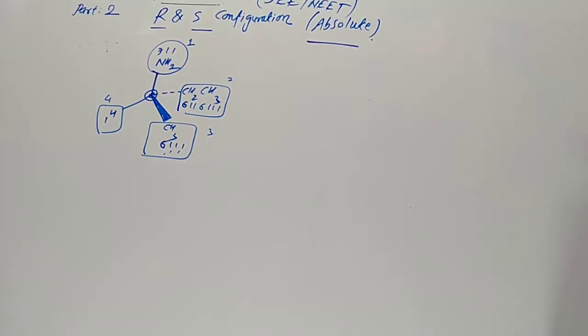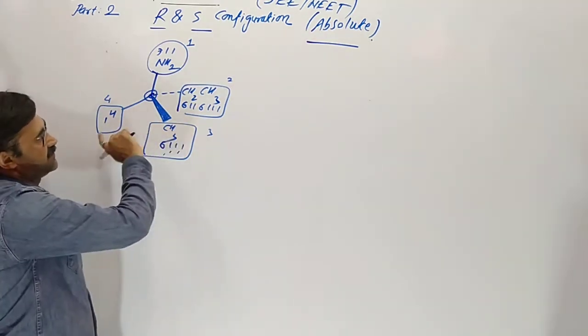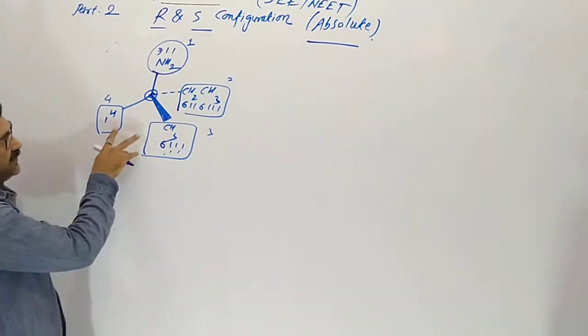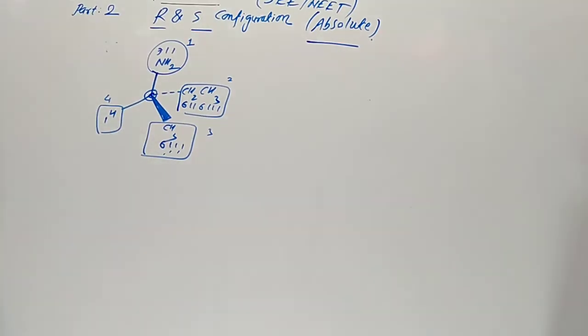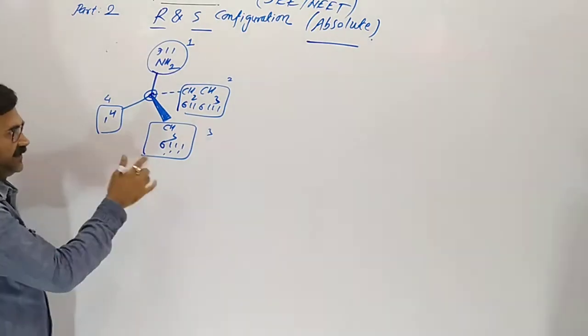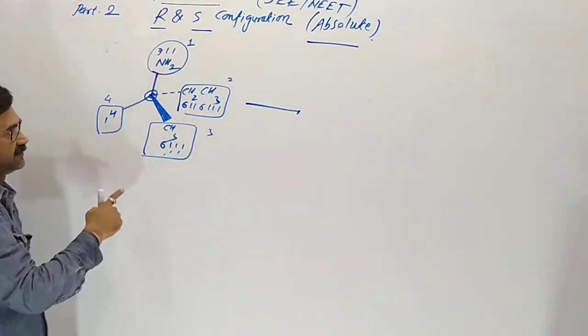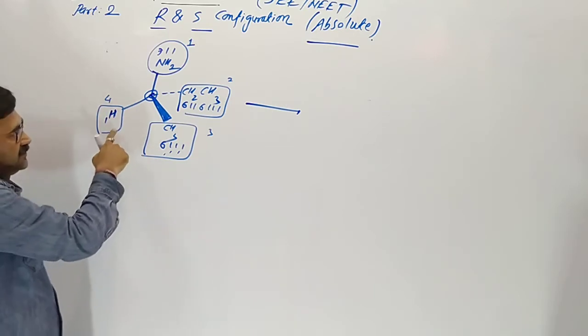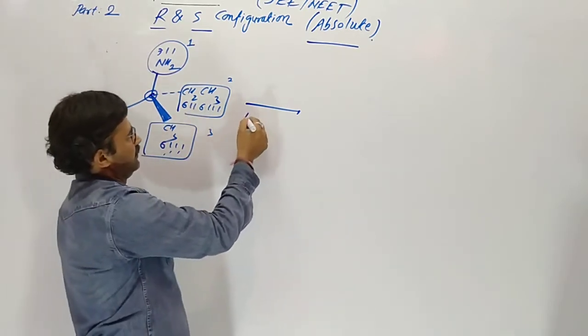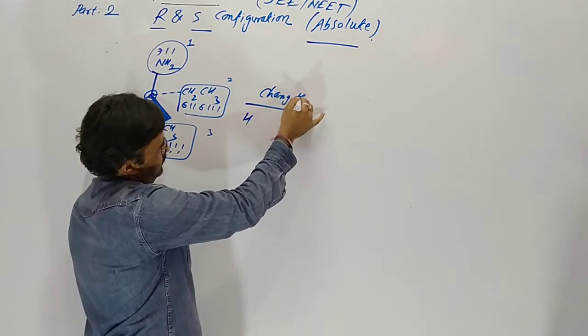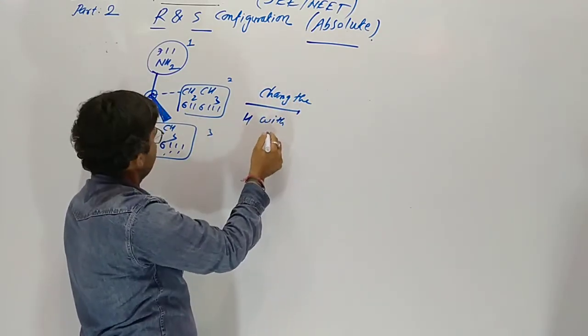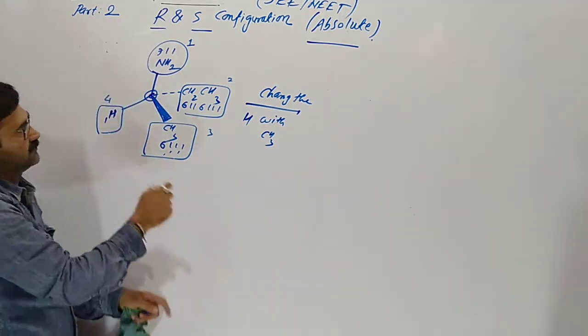But in this structure you can see hydrogen is not given behind the plane. So we have to change. Yes, sir, here we have to change. We can't change opposite groups. We can change the place of adjacent groups. Our hydrogen should be behind the plane in the dashed position. Here it is on the plane. So first 3 with 4. We are changing the H with the CH3 group.